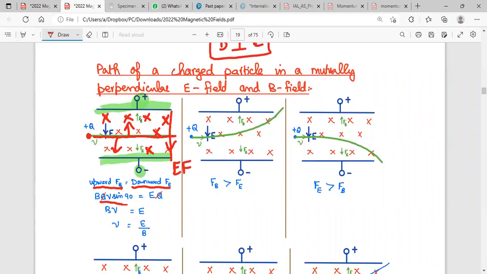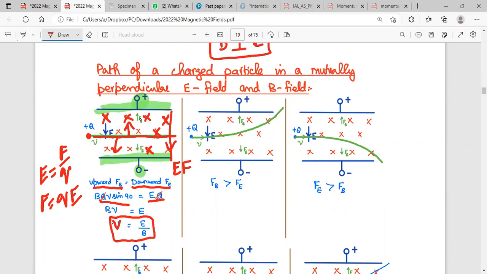So magnetic force is BQV sine 90, and electric force is EQ, because electric field strength is electric force per unit charge. So electric force is QE. That's why it is written EQ. So Q and Q cancel away. So BV is equal to E, and then V is equal to E over B. What is V? V is the speed. It means that the speed of the charged particle can be determined by dividing electric field strength by magnetic field strength.